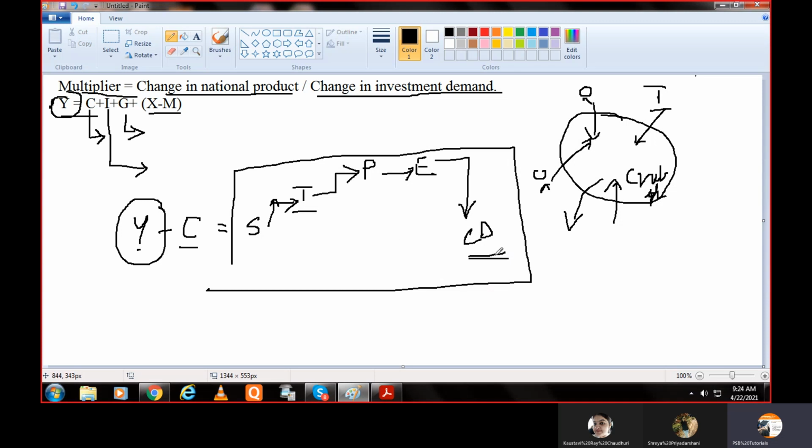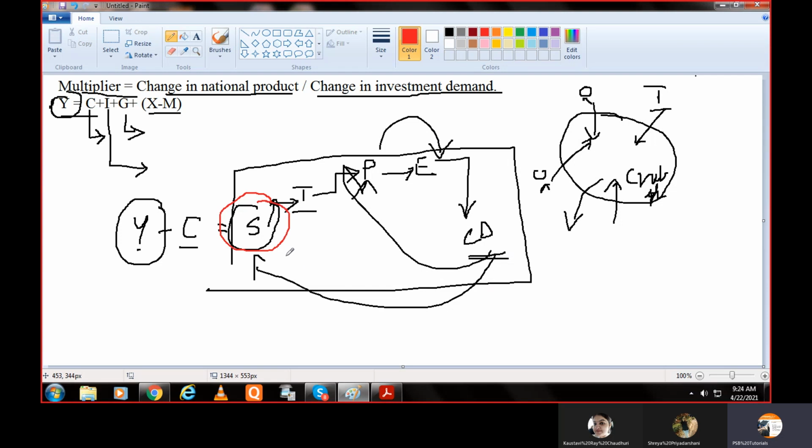Now again, more consumption demand will lead to more production. यहाँ से फिर ये cycle इधर घूमेगी, more production means more employment. This way it will generate. So saving has a very important impact on the entire multiplier effect. So higher the saving, the higher the effect; if it is low, then it will go vice versa.